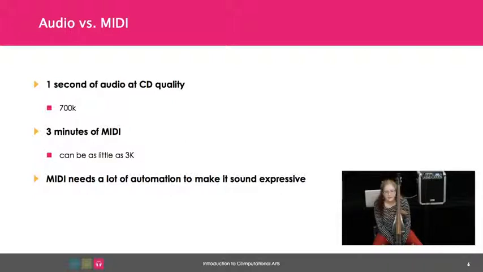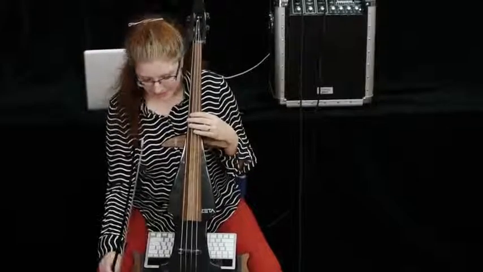MIDI has many advantages over audio. You can change the instrument which is playing very easily. You can reverse sequences without reversing envelopes. You can slow down, speed up, or transpose without getting artifacts. And you can easily remove notes from a polyphonic texture. MIDI is incredibly seductive. However, it can sound mechanical. MIDI is not quite as expressive as audio recordings of performances unless you spend a lot of time automating your effects. So today I'm playing my electric cello.